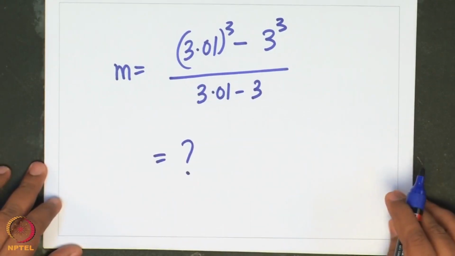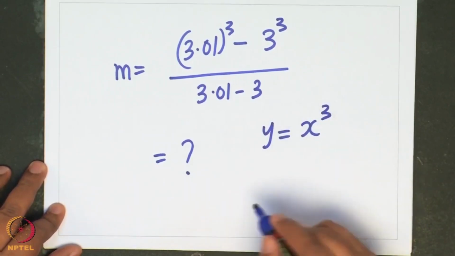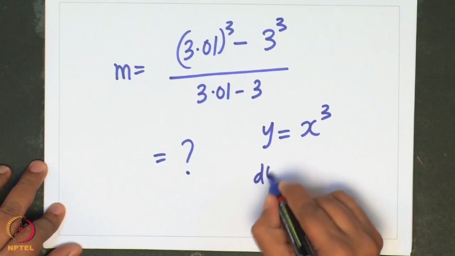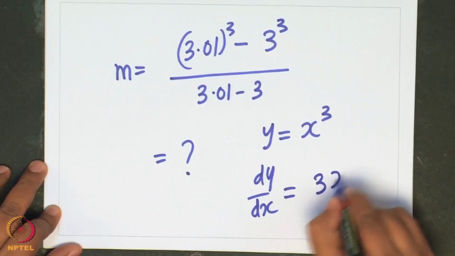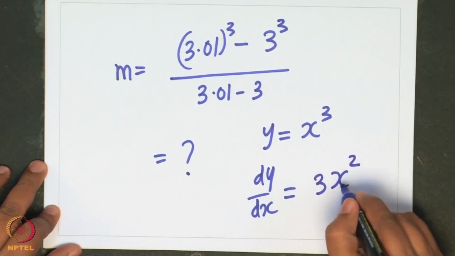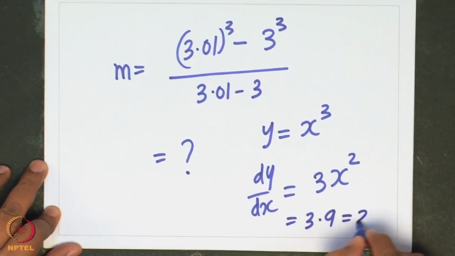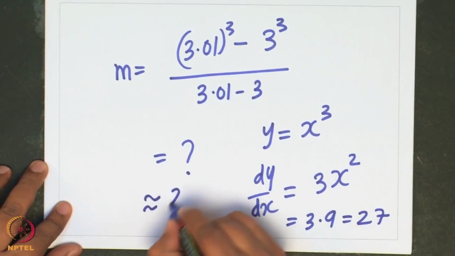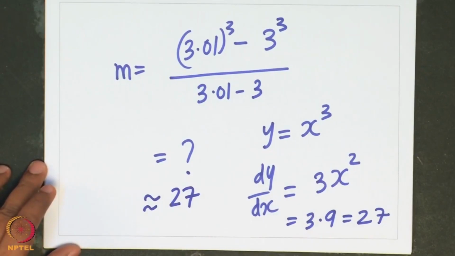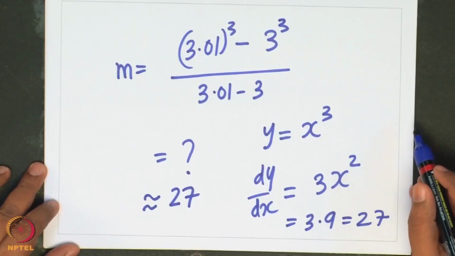I urge you to calculate, and it turns out that for the function y is equal to x cube, the derivative is 3x square. So if x is equal to 3, 3x square is 3 times 9, which is 27. So the answer will be close to 27. Please do calculate this and see this.